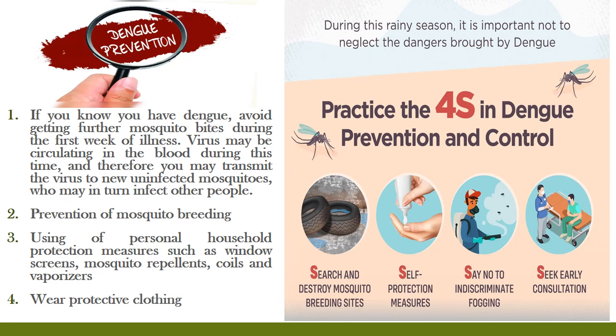Prevent mosquito breeding by searching for and destroying mosquito breeding sites. Use personal and household protection measures like window screens, mosquito repellents, coils and vaporizers. Also, dengue can be prevented by wearing protective clothing.